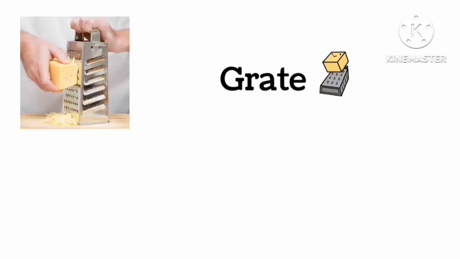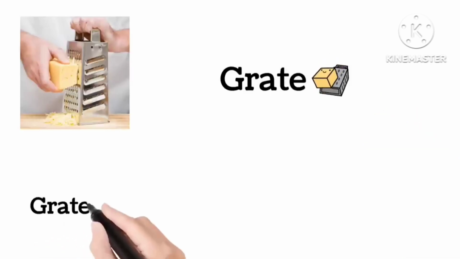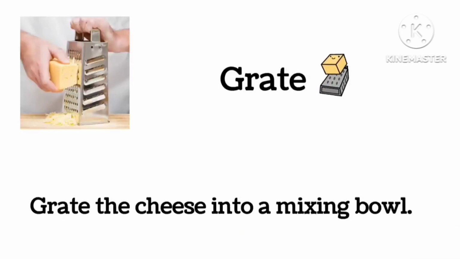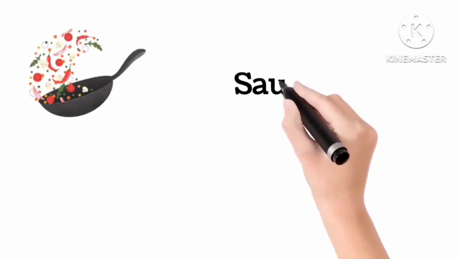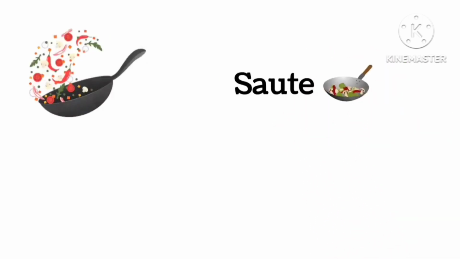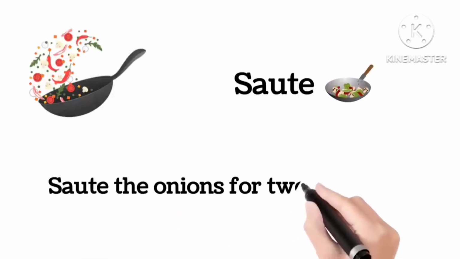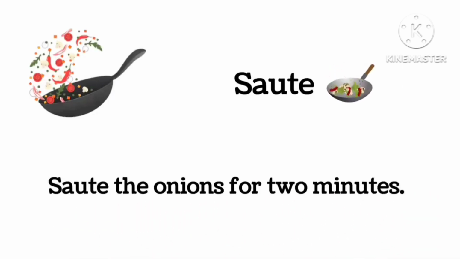Grate. Grate the cheese into a mixing bowl. Saute. Saute the onions for 2 minutes.